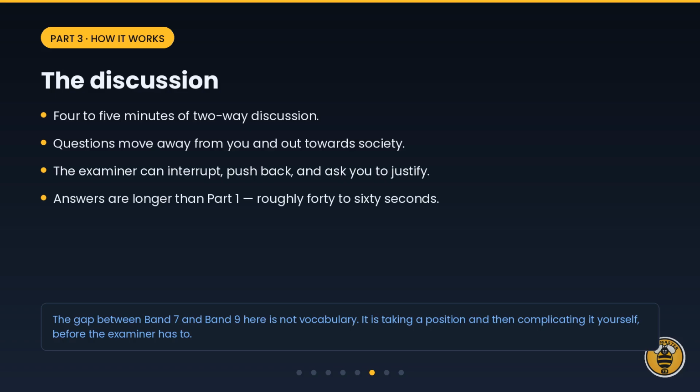Now part 3. This is a discussion, 4 to 5 minutes, and the questions move away from you personally and out towards society in general. The examiner can interrupt, can push back, and can ask you to justify what you just said. The single biggest difference between a band 7 and a band 9 here is not vocabulary. It is willingness to take a position and then complicate it yourself before the examiner has to.